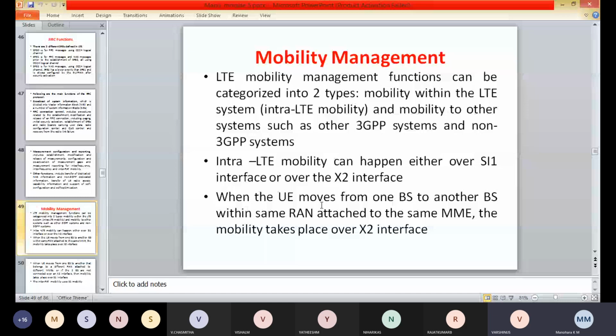Two states of LTE. Anybody? Idle and connected, sir. Okay, fine. So today we'll move on to the mobility management. So here, the LTE mobility management.